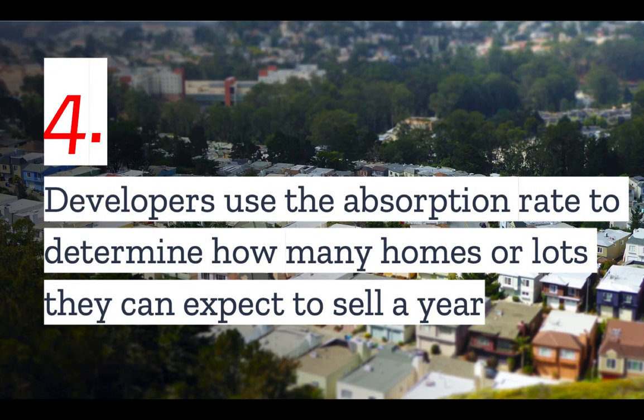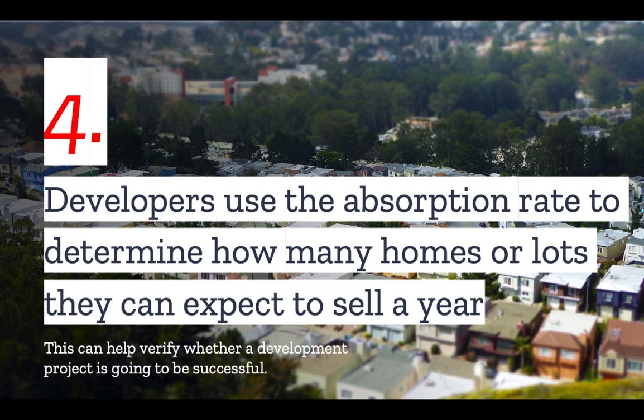And number 4, developers also use the absorption rate to determine how many homes or lots they can expect to sell in a year. This kind of calculation can help verify whether a development project is going to be successful. For example, if you have a 300-lot subdivision, but the absorption rate indicates that you may only be able to sell 2 lots every month, then it's going to take you over 12 years to sell your entire stock, meaning that it is very unlikely your project is going to be successful or profitable.